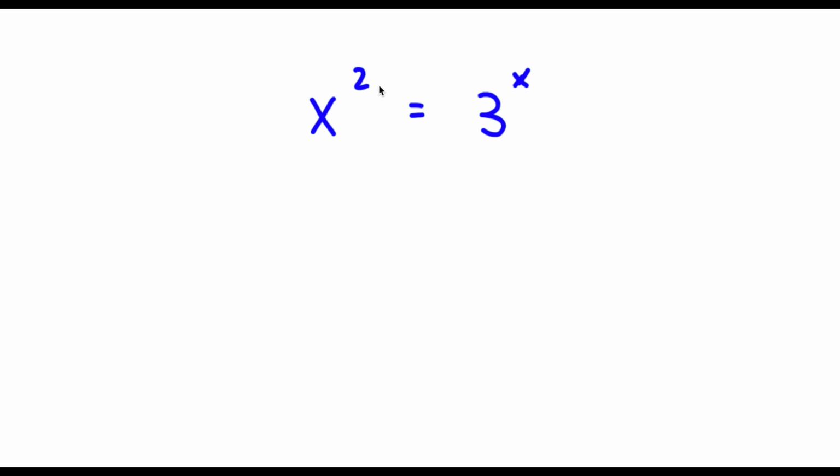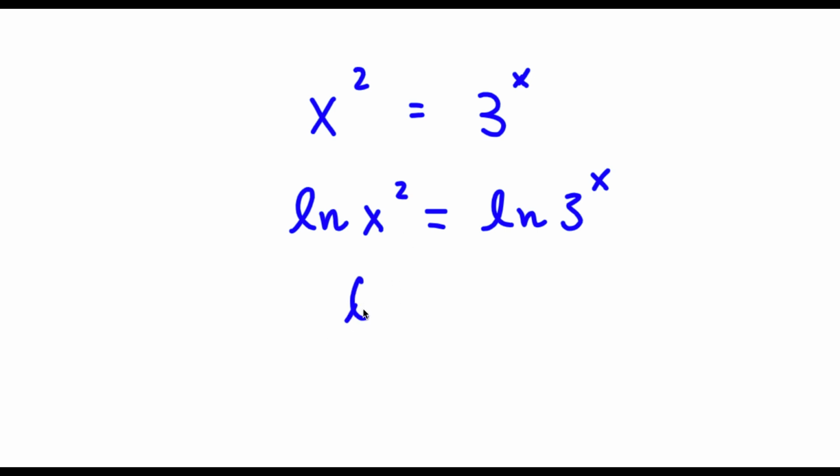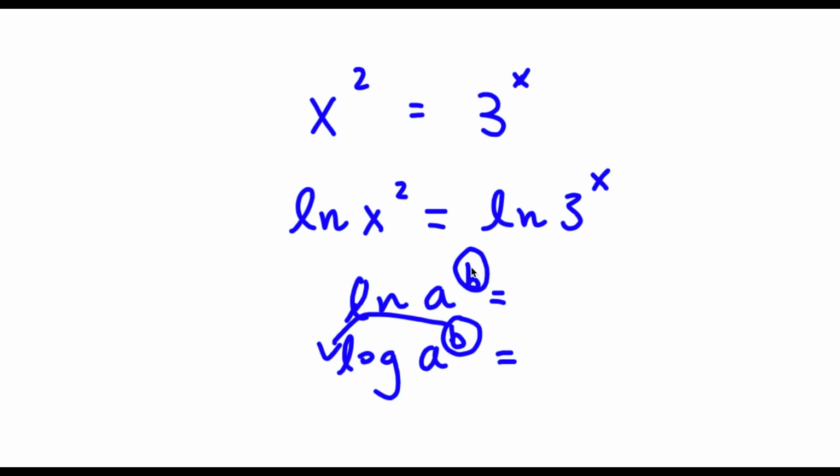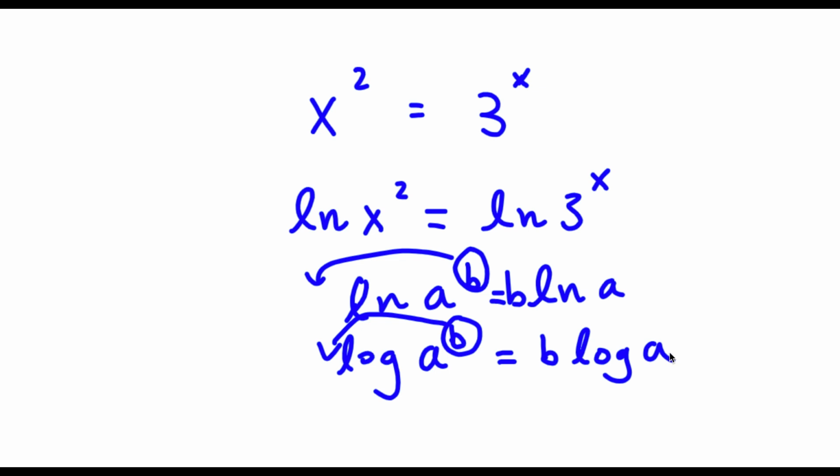All right, so I have x to the power of 2 is equal to 3 to the power of x. Now the first thing I'm going to do is take the natural log, or ln, on both sides. So now I have ln x squared is equal to ln 3 to the power of x. And now an important property of logarithms is that if I take the natural log, or even normal log, of something in the form a to the power of b, I can actually move my exponent b here to the front of the logarithm. So this is going to equal b times ln a, or b times log a.